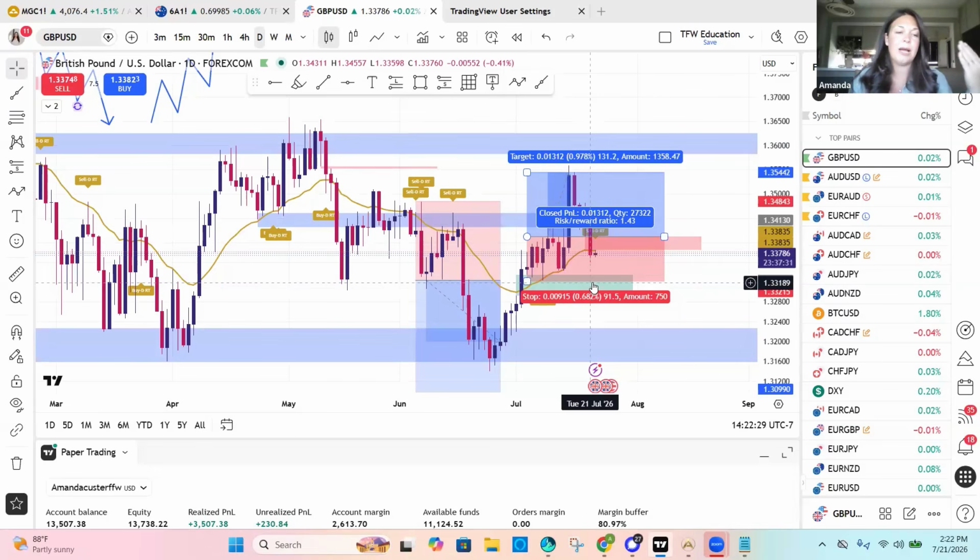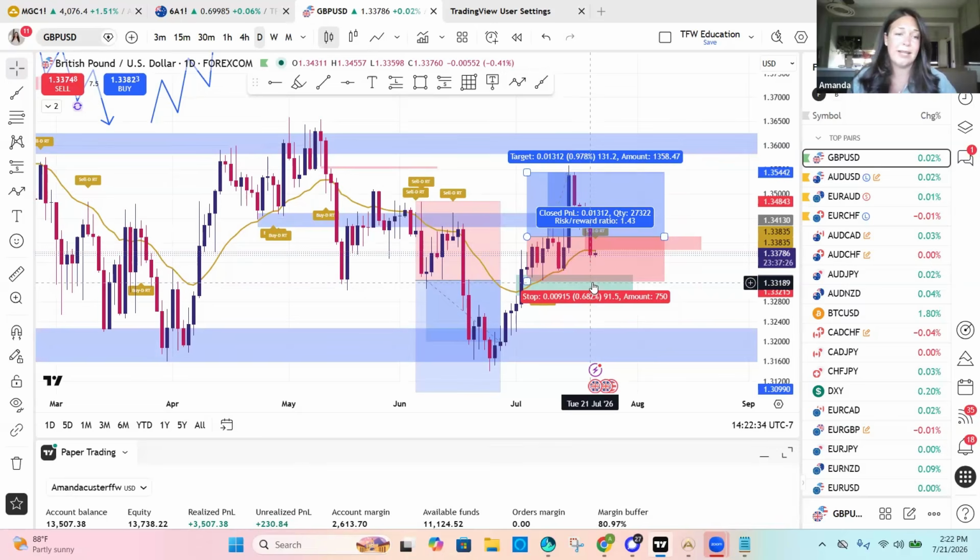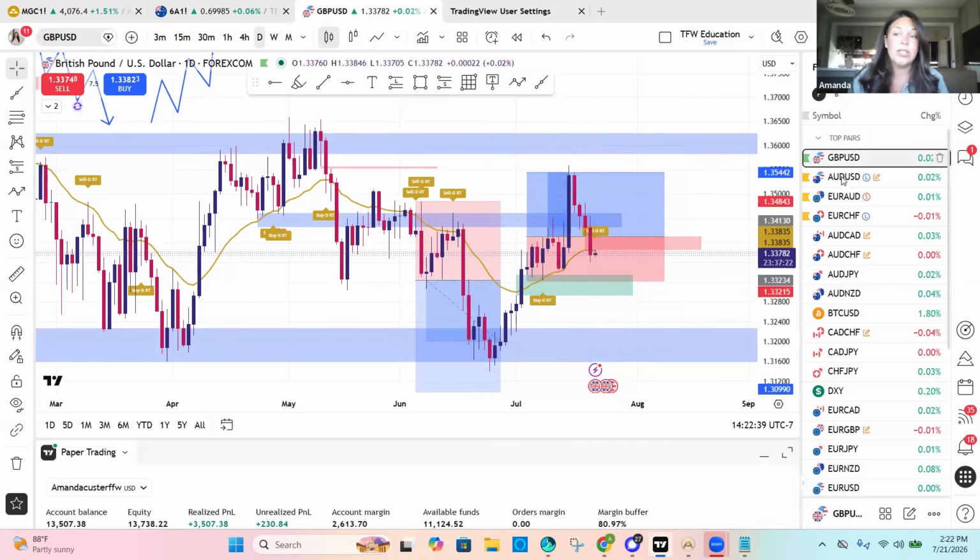Because I always know in the back of my mind, there are always new positions coming available almost every single day. Today's a rare case where we don't have any new positions, but you're going to have at least 1 to 2 new positions every single month on every single symbol. That is plenty of opportunities to profit and plenty of opportunities for you to get stopped out at break even and potentially protect capital when the market turns around.